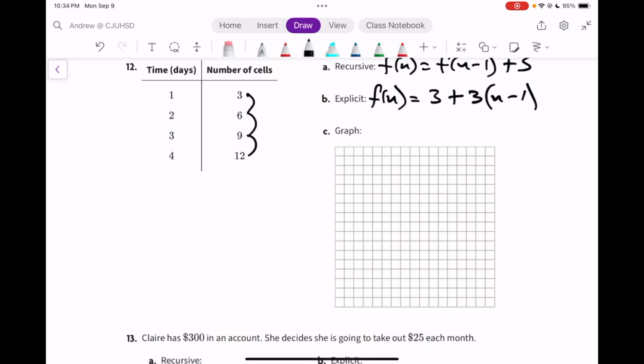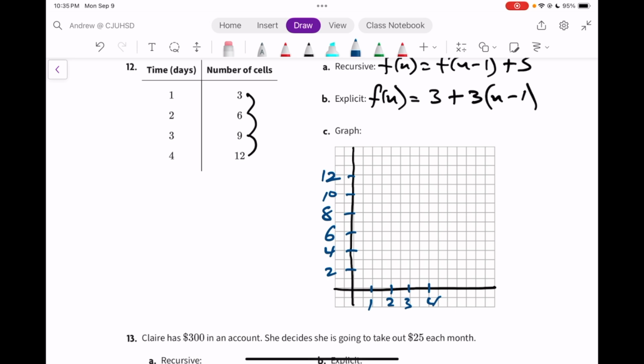The graph. Again, I'm going to space this out a little bit. Since I only have to get up to 4, I'll go 1, 2, 3, 4. And then 1, 2, 3, 4, 5, 6. But I'm going to label those as 2, 4, 6, 8, 10, and 12.